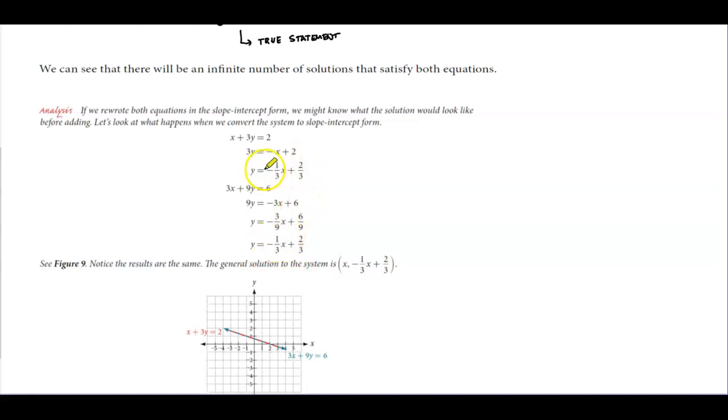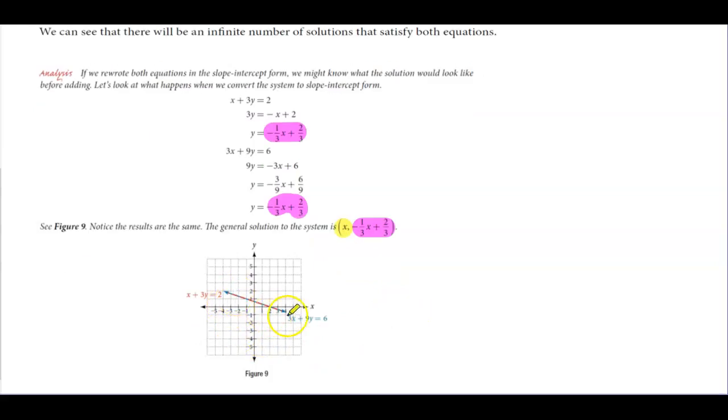So what you notice here is we get the exact same line. And that's the reason why we get a true statement. Now, in order to write a general solution to the system, since we solved for y and the right side is in terms of x, we would say that the solution would be the ordered pair, which is x, and then what we solved for, which was y, would then be the y coordinate in terms of x. And then you can see here on a graph that they're both the same line.